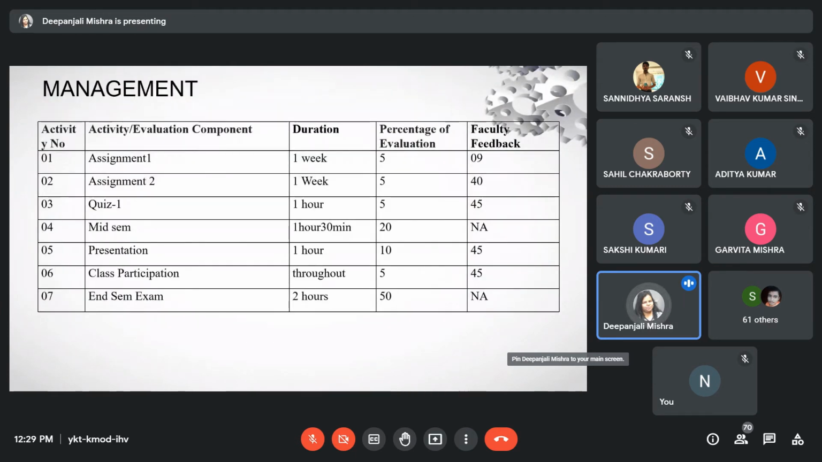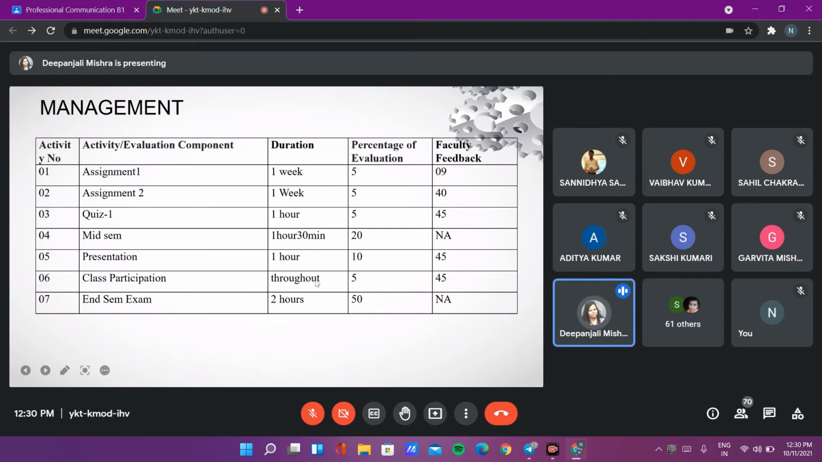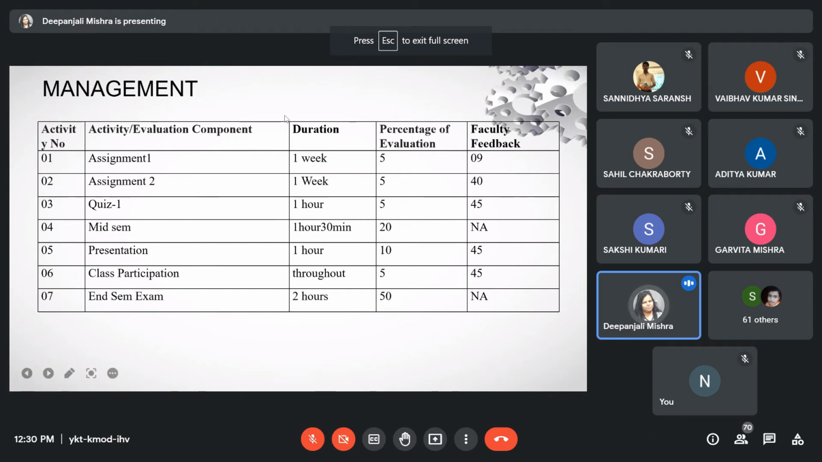Assignment 1 I'll not make after 1 week. I will come after first module. Assignment 2 after completion of the entire syllabus. Quiz will be the duration of 1 hour, and mid semester 1 hour 30 minutes, presentation 1 hour, class participation throughout. This has got 5 marks, and end semester will be of 2 hours and 50 marks each. So this is the duration.